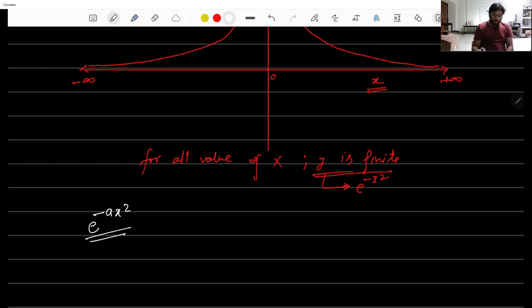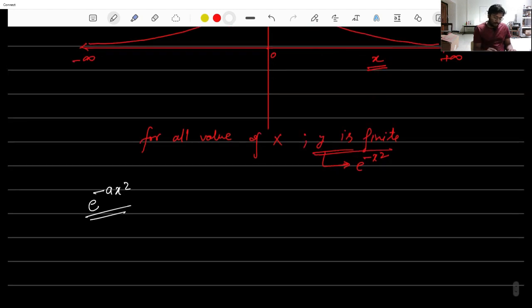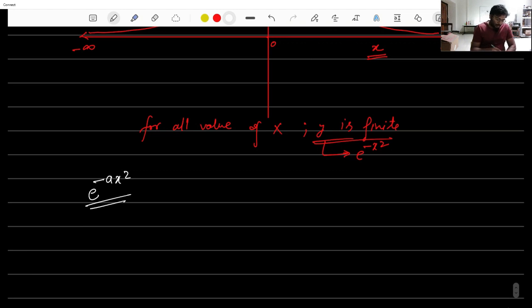So to evaluate any integration, it is necessary that in the range of integration the integrand must be finite. Otherwise, the integration will diverge. So to evaluate any integration, it is necessary that in the whole range of integration the integrand must be finite. So here, if we introduce a, it is necessary that it does not alter the sign of this exponent.